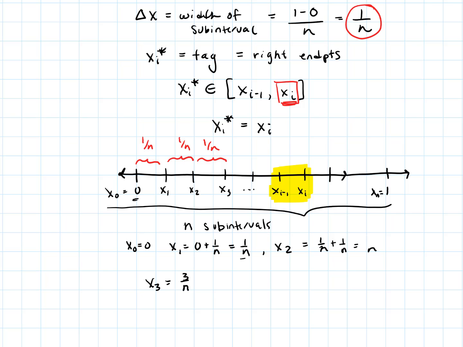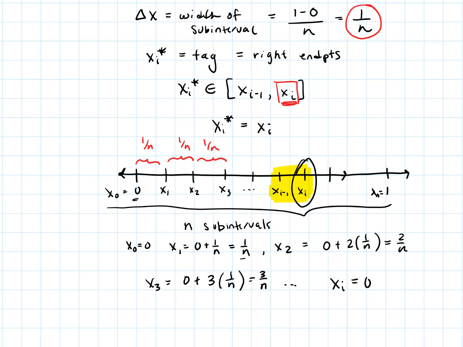So we would have 0. I guess another way to write that would be to say 0 plus 2 times 1 over n. And that, of course, is just 2 over n. And x sub 3, I'm saying it, but let's write it down too, is 0 plus 3 times 1 over n. So it would be 3 over n. So by the time we get to x sub i, which is the tag that we're trying to figure out how to represent, x sub i is going to have to be 0 plus, we've gone i of those little delta x's. So i times 1 over n.